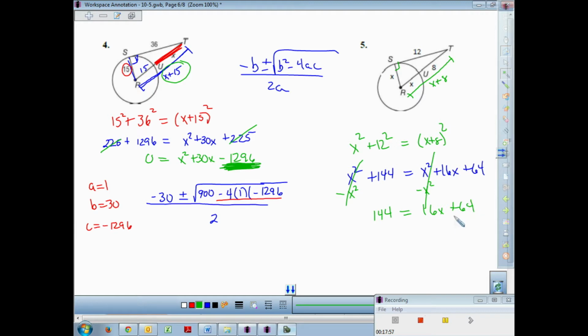This is beautiful, because now you only got an x to the first power. We can solve this with old school algebra. Subtract 64 from both sides, and you get 144 minus 64 is 80. That equals 16x. And divide both sides by 16, and x equals 5. Bingo! I like it right here.